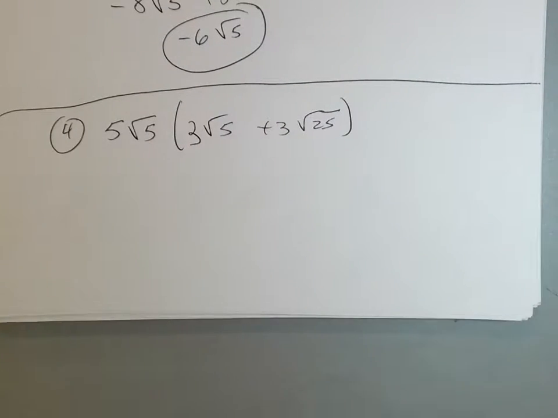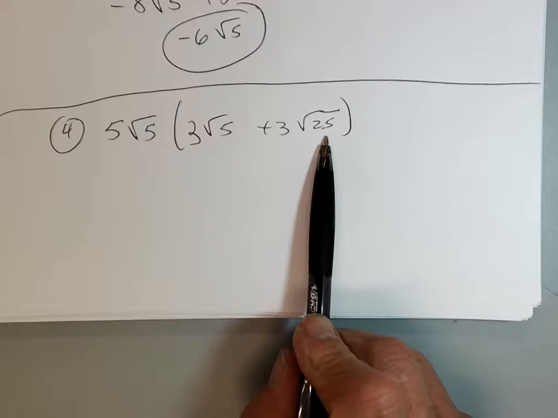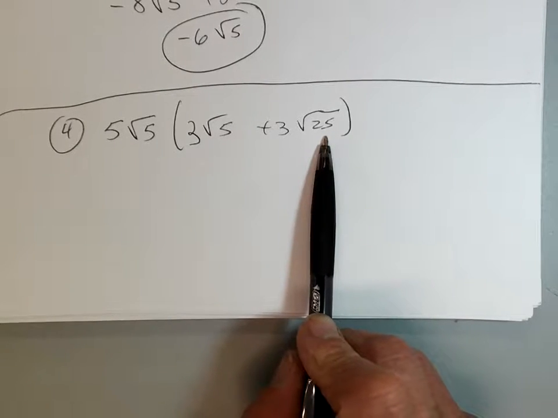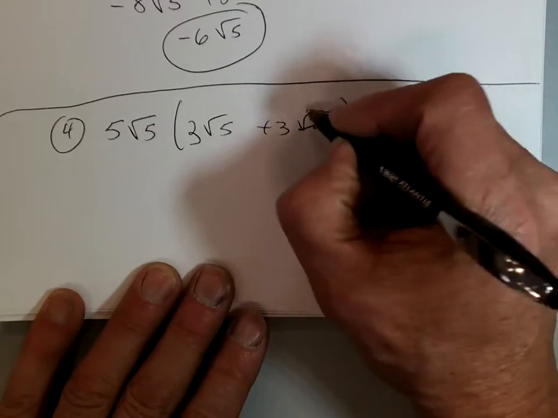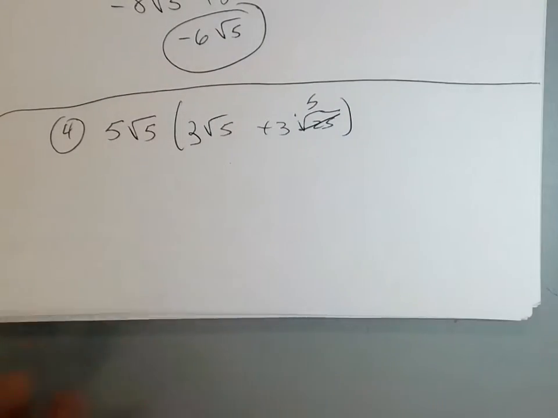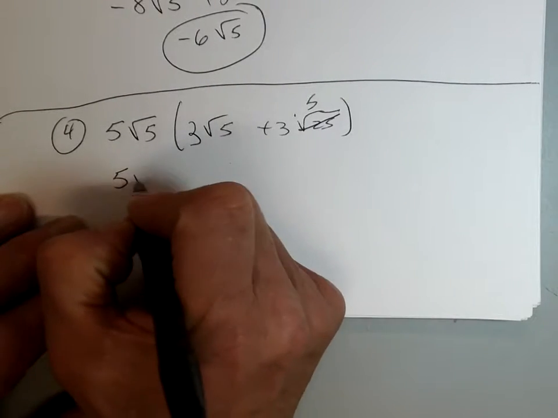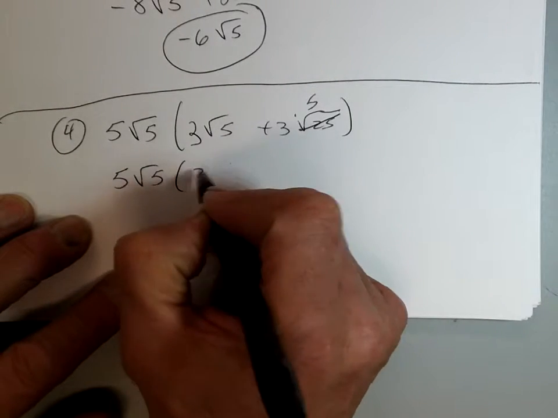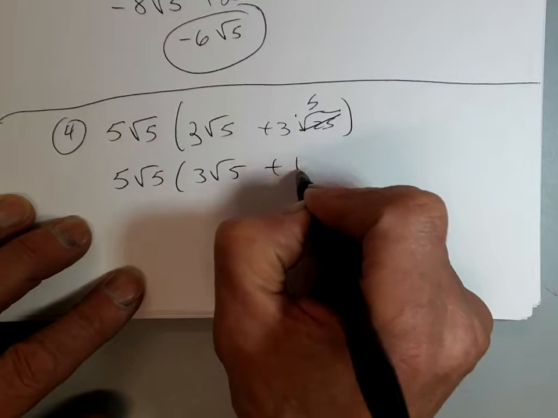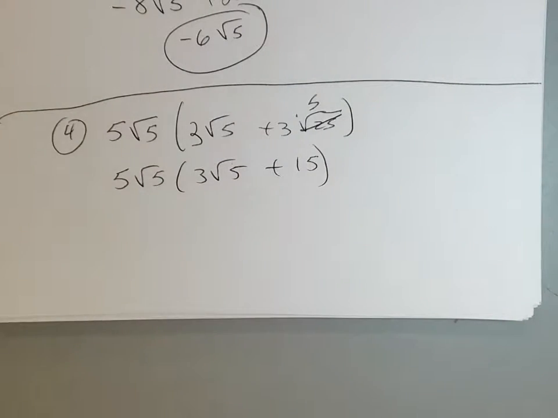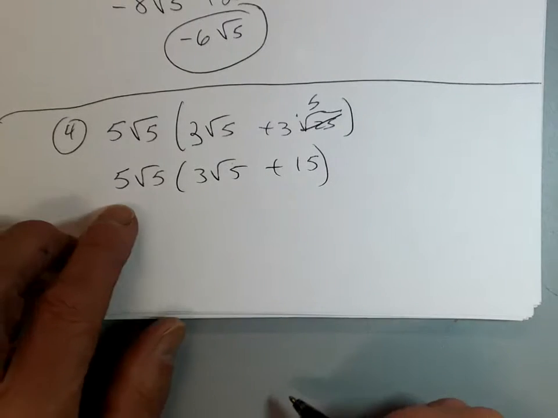Okay, now wait a minute. Before I do anything, I see something easy. What's the square root of 25? 5. Let's just change it to a plain old 5, right? So if this changes to a plain old 5, then 3 times 5 is 15. So let's rewrite the problem. 5 square roots of 5 times 3 square roots of 5 plus 15. Okay, let's just do that right off the bat, because I recognize an easy step. Square root of 25 is 5.